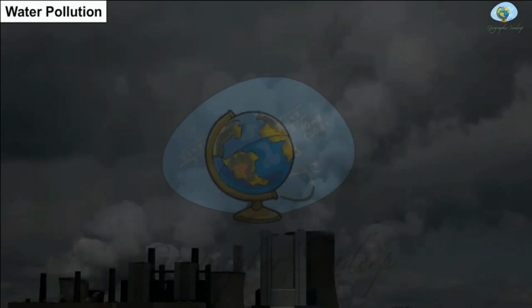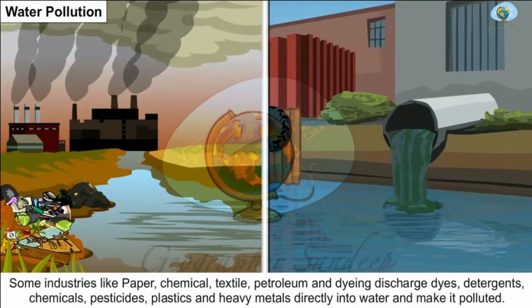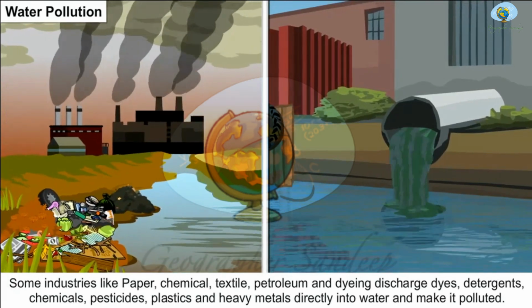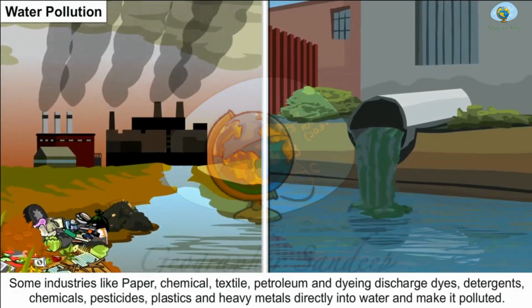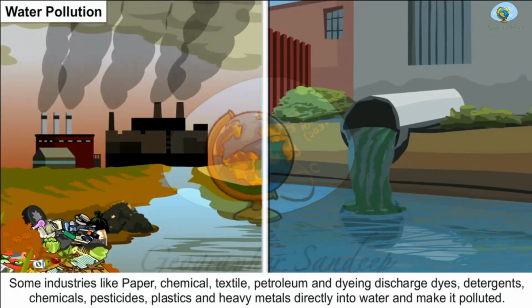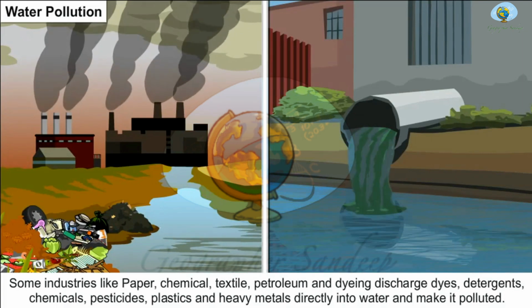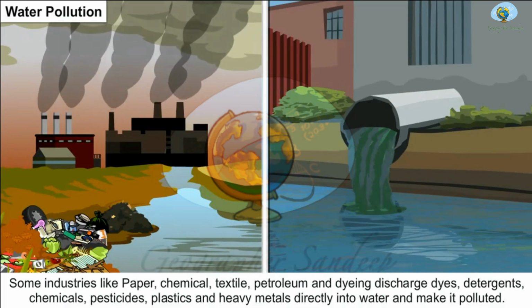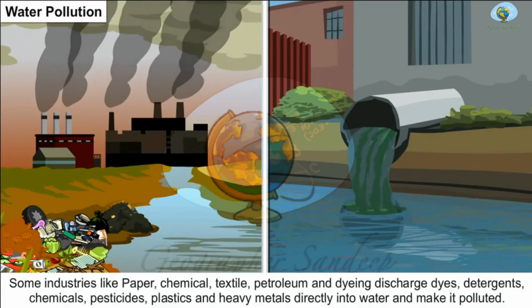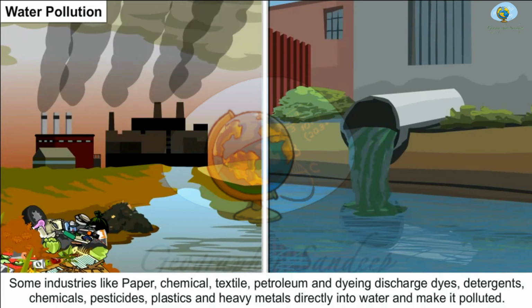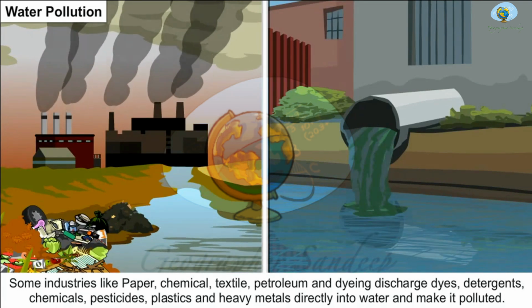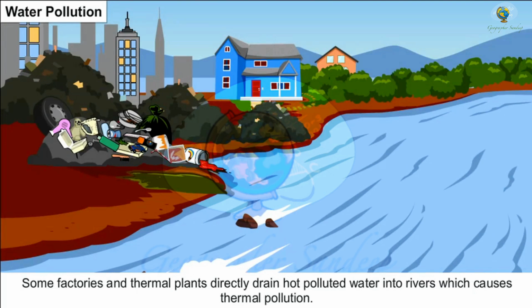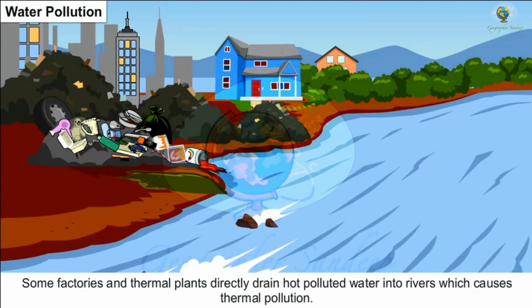Water pollution. Some industries like paper, chemical, textile, petroleum, and dyeing discharge dyes, detergents, chemicals, pesticides, plastics, and heavy metals directly into water and make it polluted. Some factories and thermal plants directly drain hot polluted water into rivers, which causes thermal pollution.